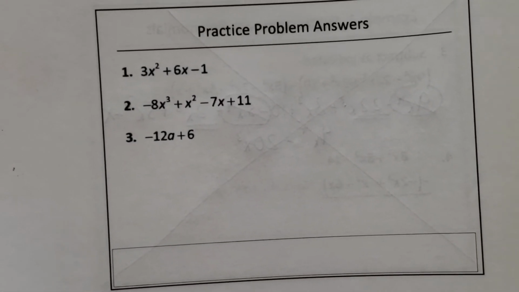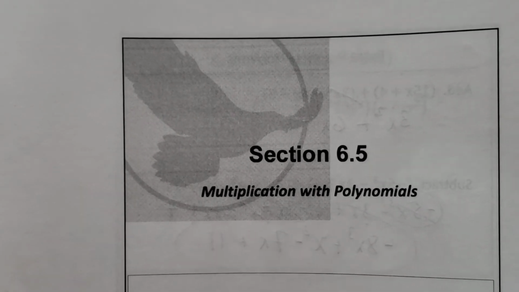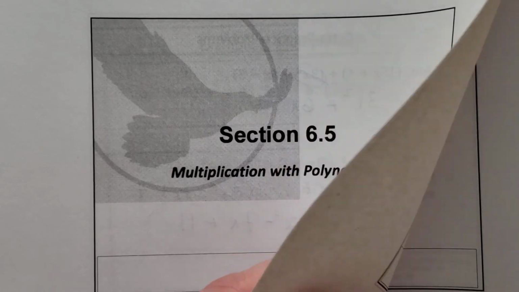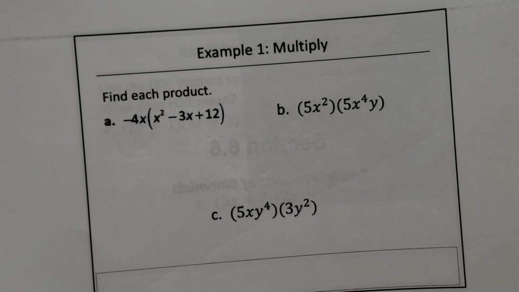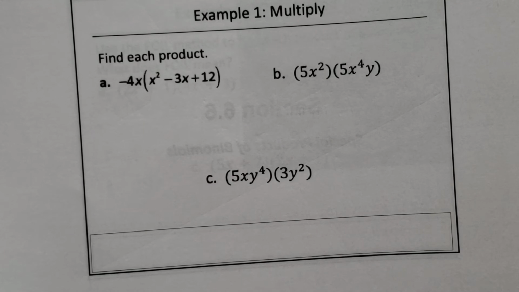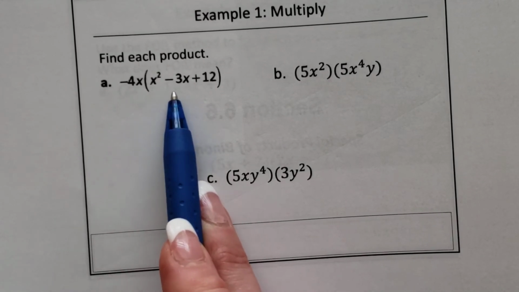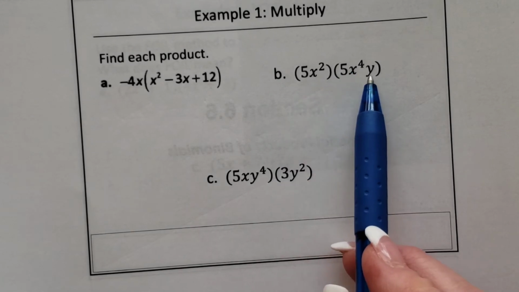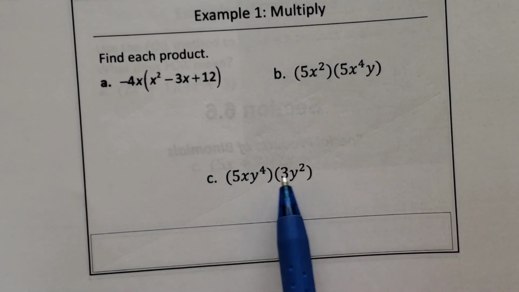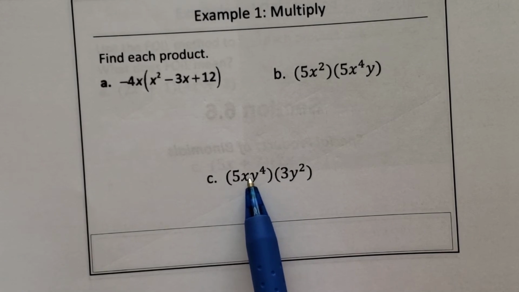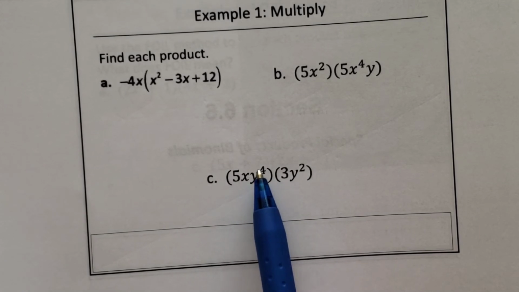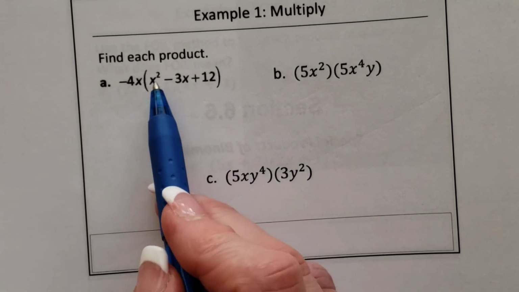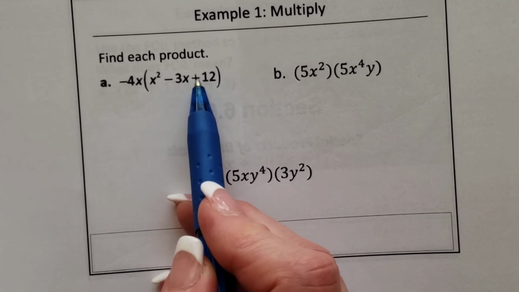That was it for section 6.4. All right, now this section we're going to multiply with polynomials for 6.5. We're multiplying polynomials. Sometimes we'll have a monomial multiplied by a trinomial. Here we have a monomial multiplied by a monomial. Same thing here. So remember, if there's no plus or minus signs in between all of these numbers and letters, this whole thing is one term. This whole thing is one term. This has 3 different terms because I see minus and plus.